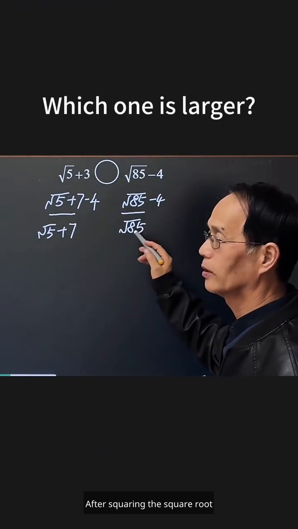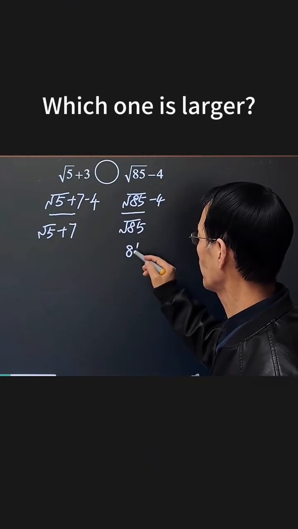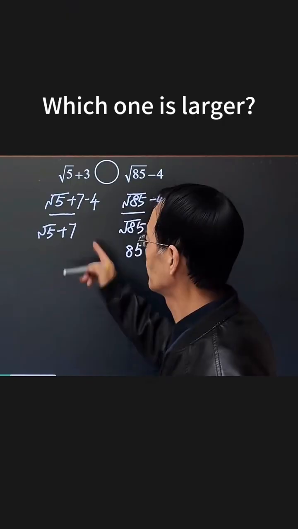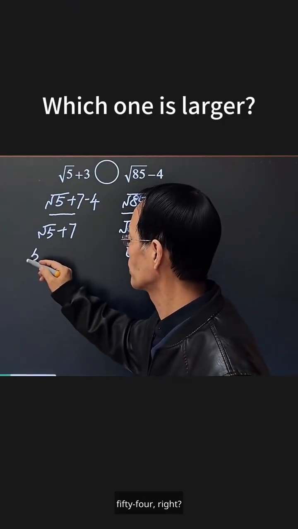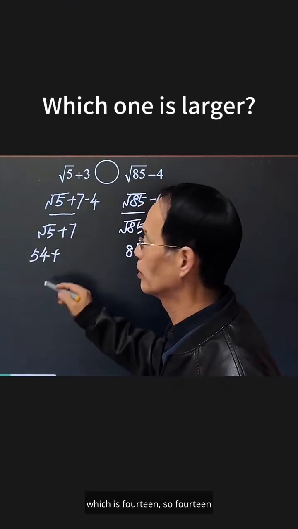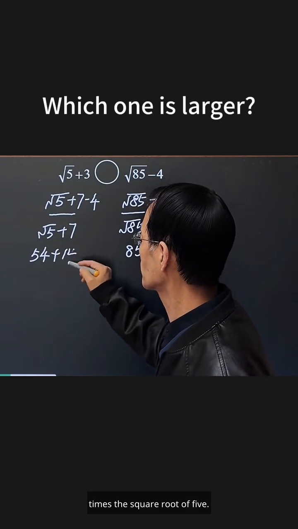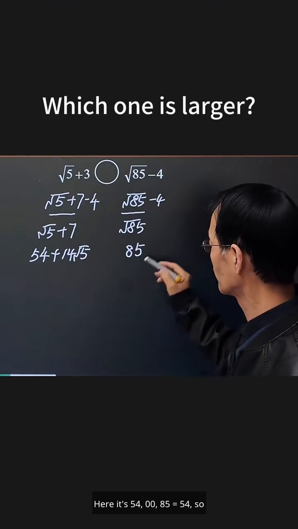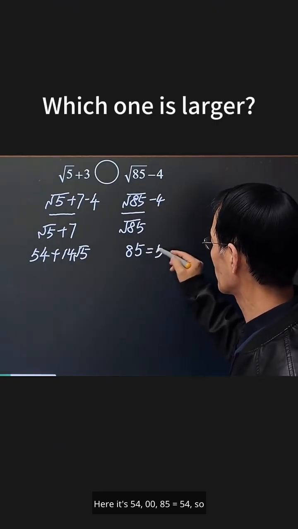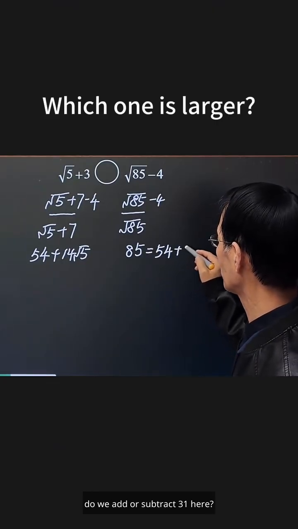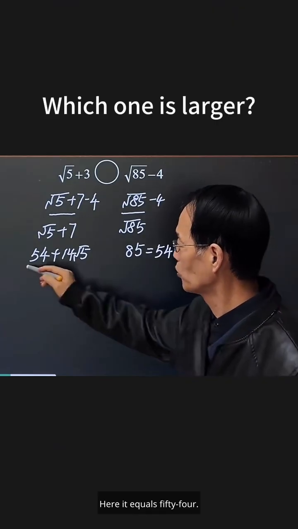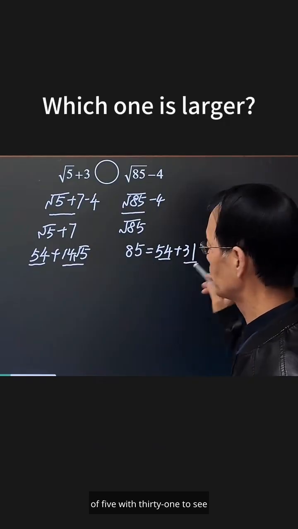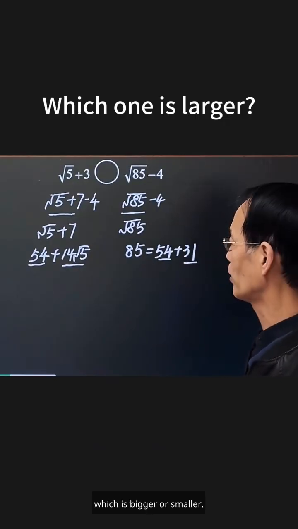After squaring the square root of 85, we get 85. Let's do it together after squaring both sides. 49 plus 5 is 54, right? Then add 2 times 7, which is 14, so 14 times the square root of 5. Here it's 54, and on the other side 85 equals 54 plus 14 times the square root of 5. So do we add or subtract 31 here? Now we just need to compare 14 times the square root of 5 with 31 to see which is bigger or smaller.